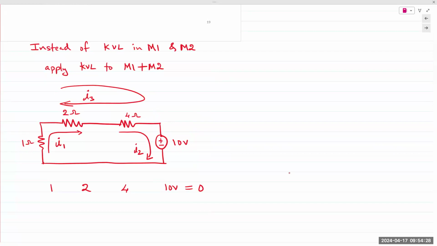I1 will be positive, so it'll be I1 times 1. And then, let's see, I didn't leave enough space. This would be I1 minus I3 times 2, plus I2 minus I3 times 4 plus 10.